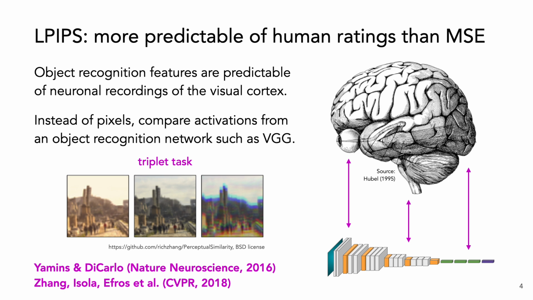LPIPS, a recently proposed image distance metric, exploits this by measuring distances of object recognition features rather than of pixels directly. It has been shown to perform much better than MSE on predicting human responses in rating tasks, such as the triplet task shown here, where a rater must choose which of two distorted images looks more like the original in the center.